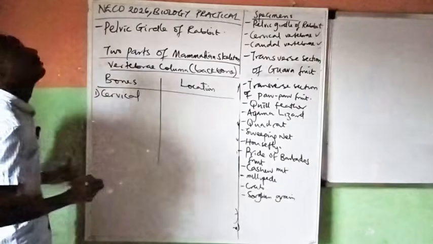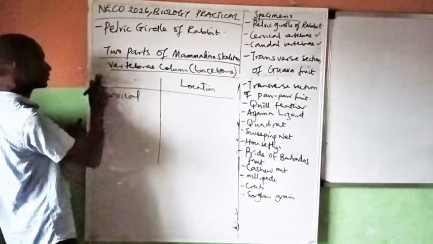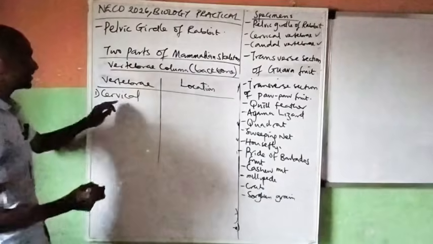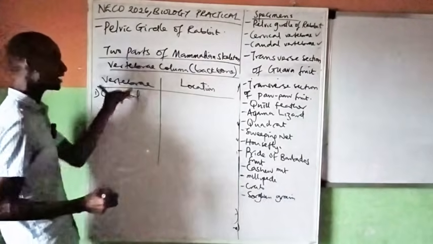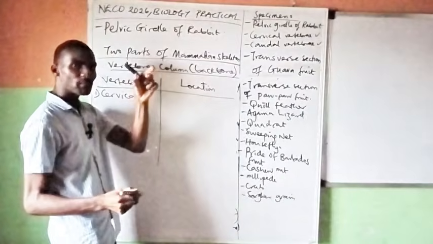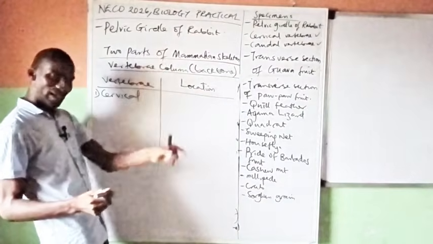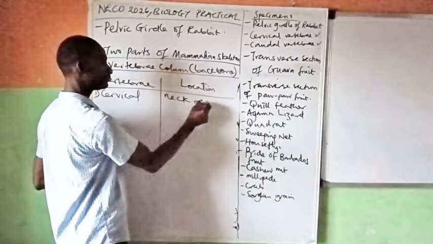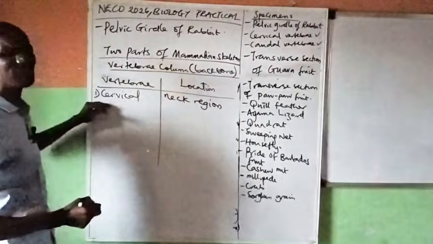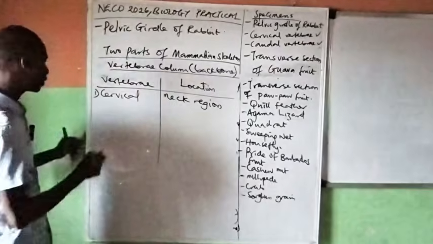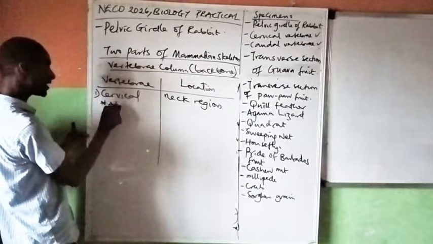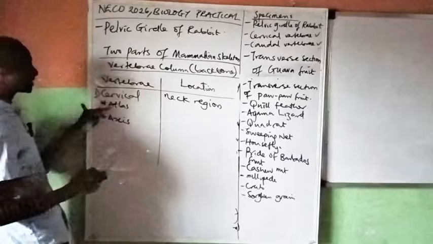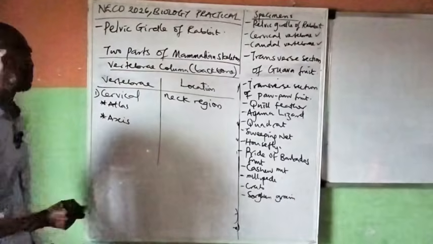The cervical vertebrae. Instead of bones, let me write vertebrae, type of vertebrae, then the location. The cervical vertebrae is the first in the entire backbone. Is the first type of bone. Is found in the neck region. The neck region. And this cervical is divided into 2. The first one is the atlas, and the second one is the axis. So the atlas and the axis make up the cervical vertebrae.